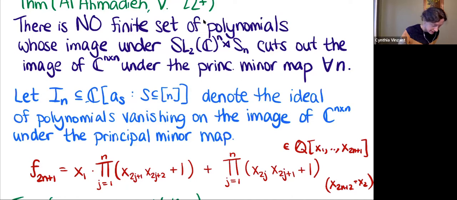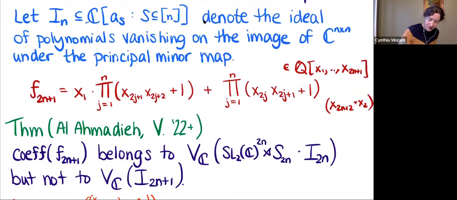And in fact, the coefficient vector of this polynomial belongs to any polynomial that you can get from the image of the principal minor map of 2n by 2n matrices. And then use the large group action. Any polynomial you can get like this will be fooled by the coefficient vector of this polynomial. But this polynomial itself doesn't have a nice determinantal representation. Its coefficient vector is not in the image of the principal minor map.